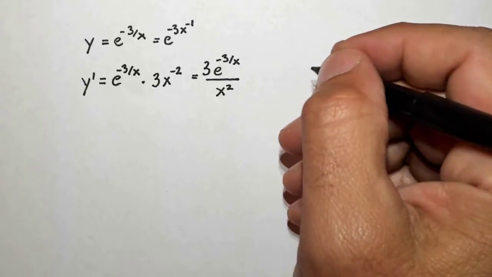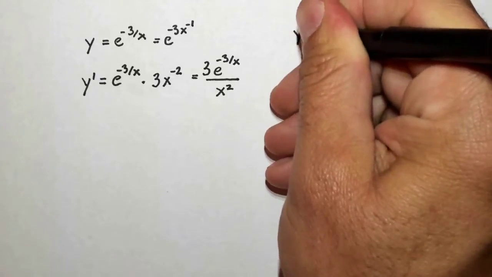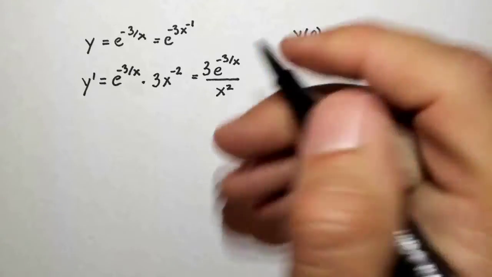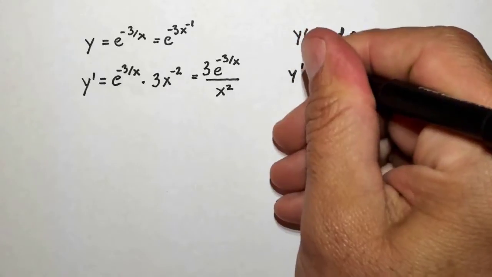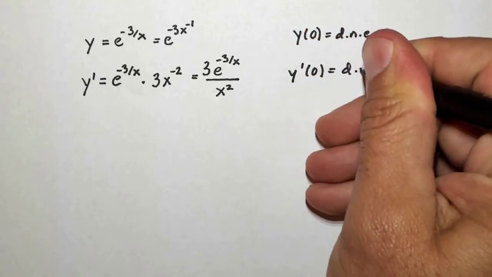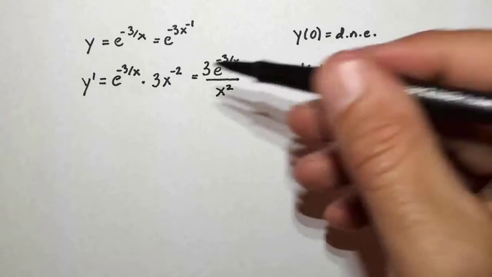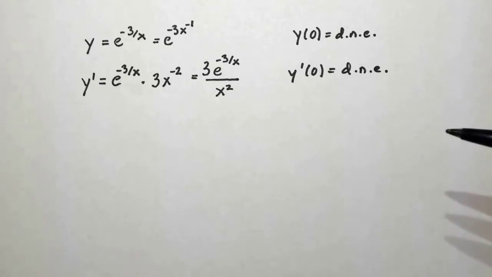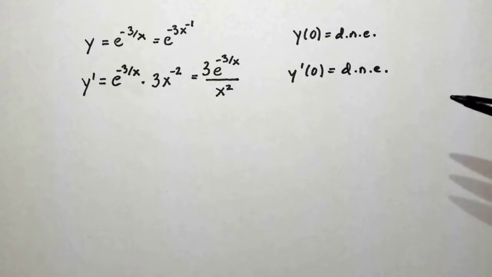Just a few quick notations here for our first derivative and also for the function itself. y of 0 does not exist. It's going to be a point where we have a 0 denominator. And y prime of 0 also does not exist. It's not technically a critical number. It's going to be more than likely a vertical asymptote for this particular function, since we have an undefined original function. The question then is, when is the first derivative equal to 0?